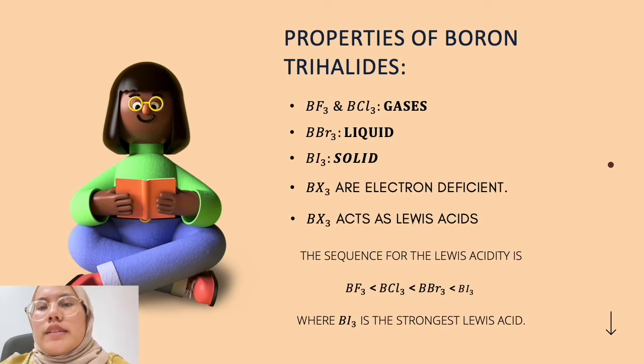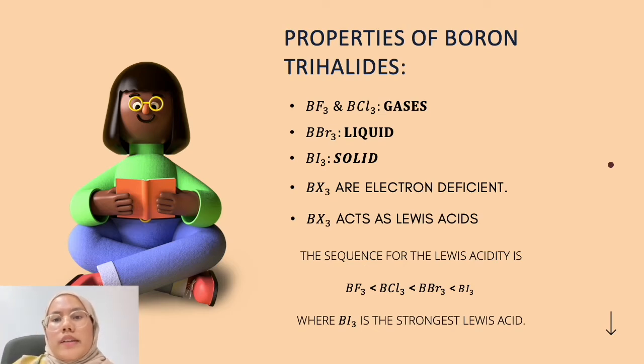So boron trihalides are electron deficient. Why do we say that? As an example, we choose BF3. In BF3, boron has only 3 electrons to share with 3 fluorines. So after sharing electrons with fluorines, boron settles with only 6 electrons. That means boron doesn't achieve its octet. So in order for boron to achieve its octet, it has to gain 2 more electrons. From where? From a Lewis base.